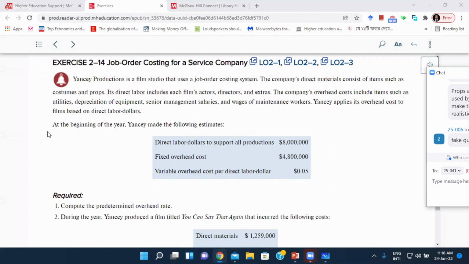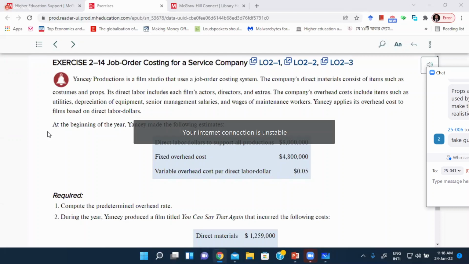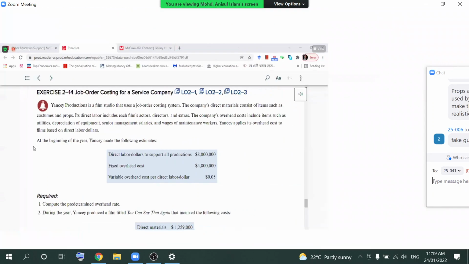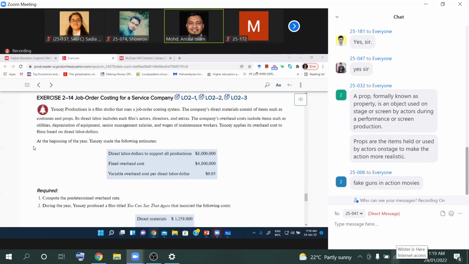So compute the predetermined overhead rate. We see the activity base is direct labor dollars. To support all production, the activity base has been expressed in terms of direct labor dollars. And we need to find out what portion of the overhead cost is fixed and what portion is variable. We'll go for determining the predetermined overhead rate.